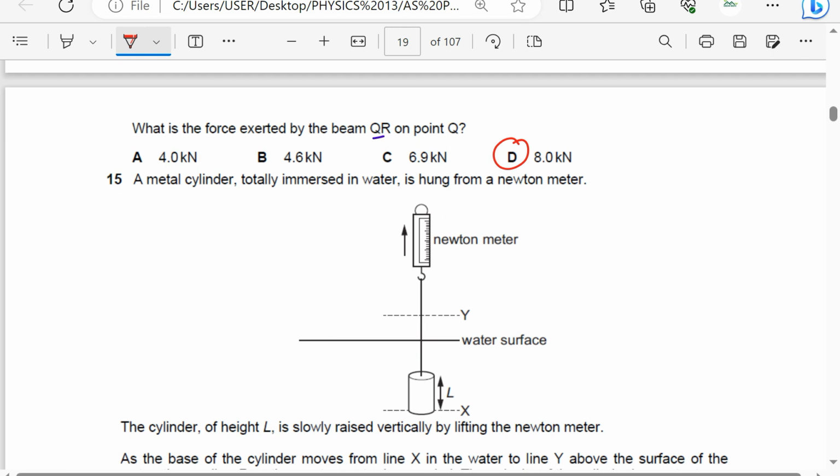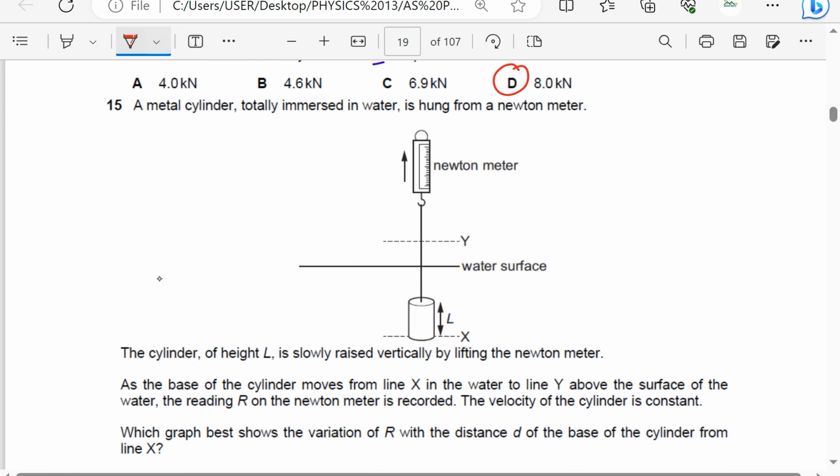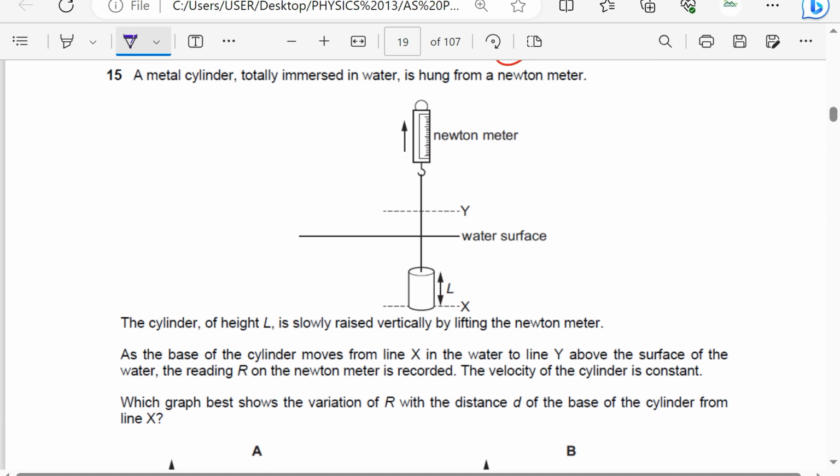A metal cylinder totally immersed in water is hung from a Newton meter. The cylinder of height L is slowly raised vertically by lifting the Newton meter.